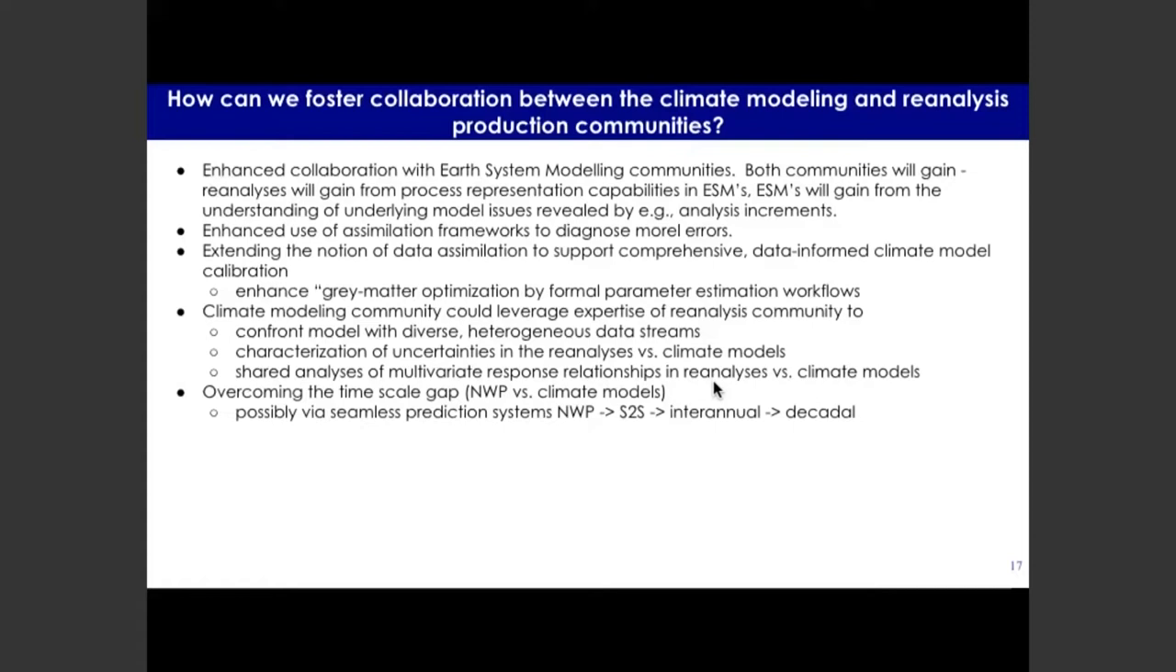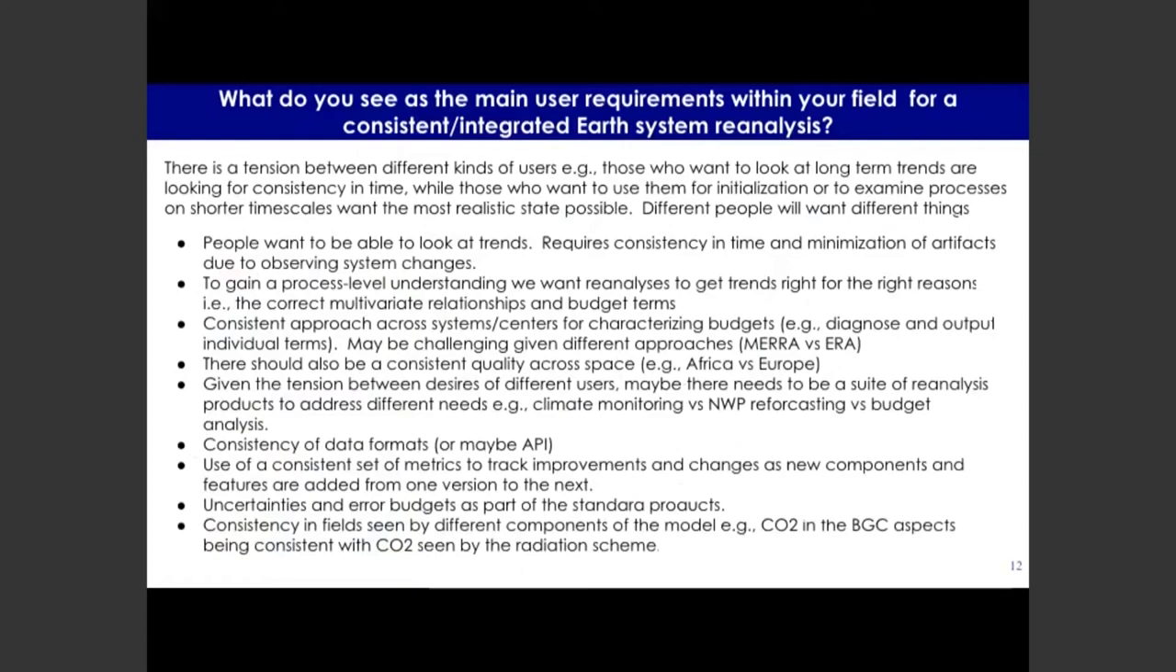So Ron Gelaro from NASA. Can you go back to the first one? This was a nice set, and I'll make a slight criticism here, but it's on me as much as anybody else because we were charged with doing this. The title here is the requirements for consistent integrated Earth system reanalysis. These are all good bullets, but if that title said requirements within your field for an atmospheric reanalysis, or for just an ocean reanalysis, all these bullets would be relevant. So I guess my question is, is there anything you think we've missed here?